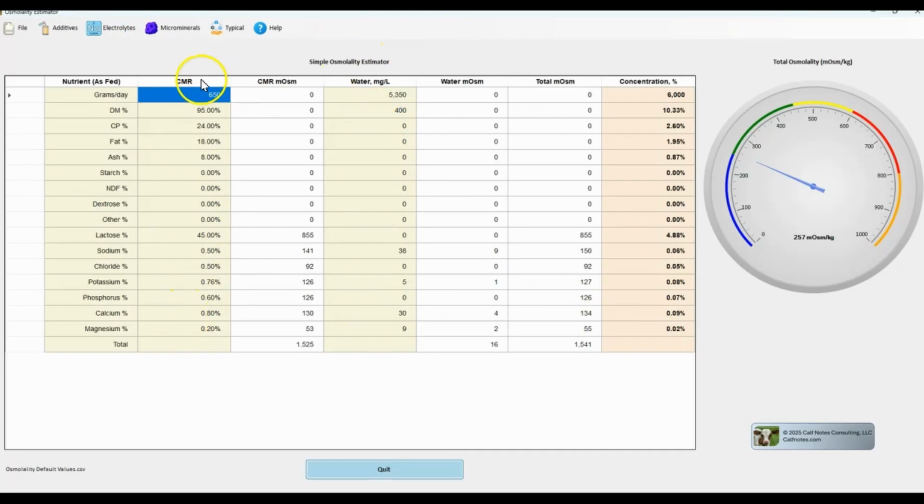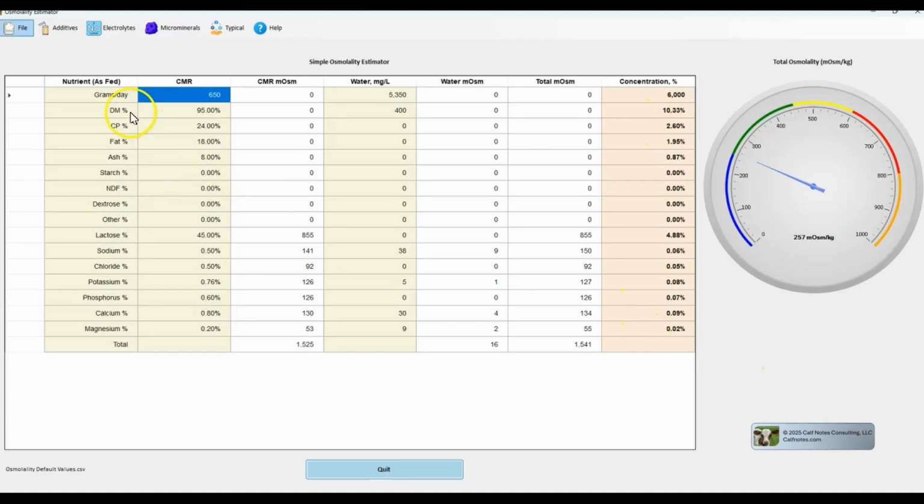The columns will calculate the osmolality for each of the components, the CMR and the water osmolality, and total osmolality as well. The first row is the number of grams per day that is being fed, and in this example we begin with 650 grams of milk replacer powder on an as-fed basis, and 5,350 milliliters of water to provide a total volume of 6 liters, or 6,000 milliliters.